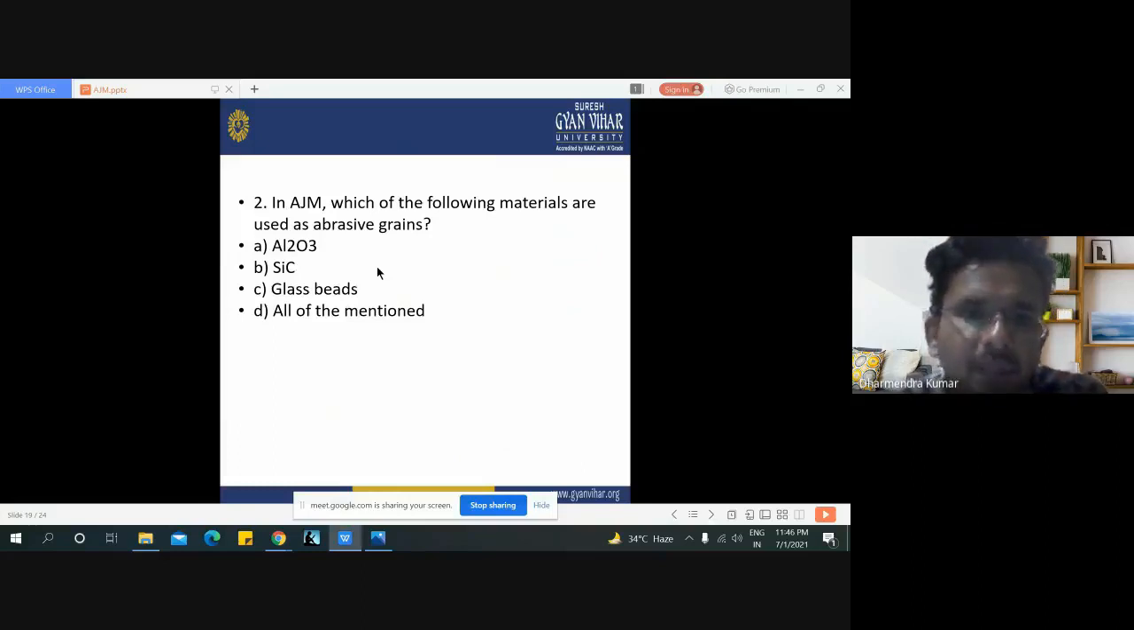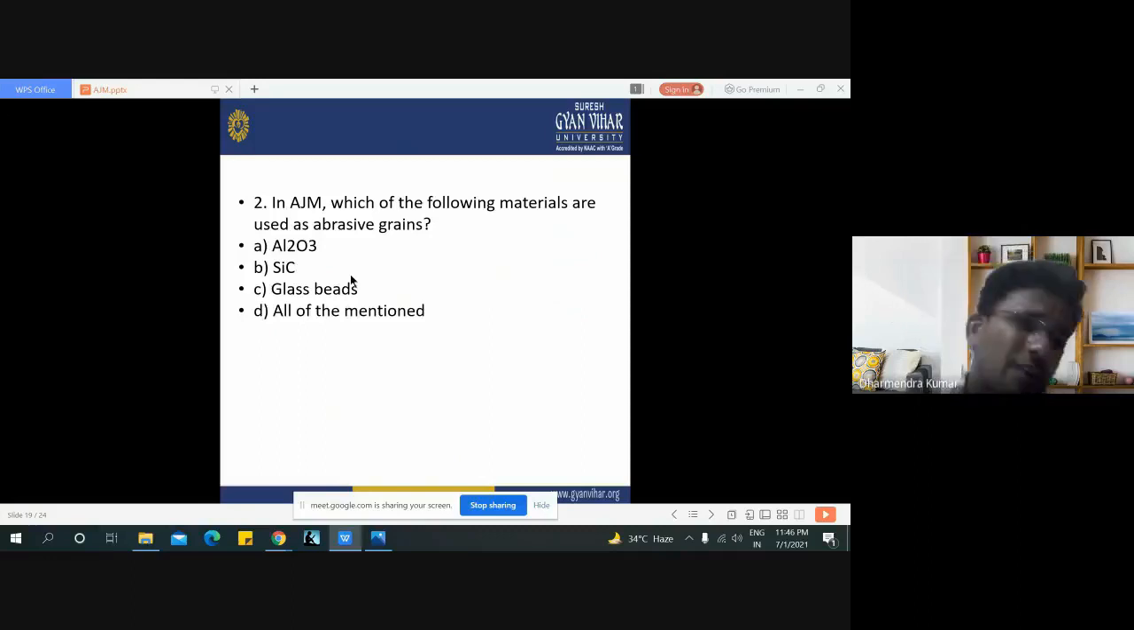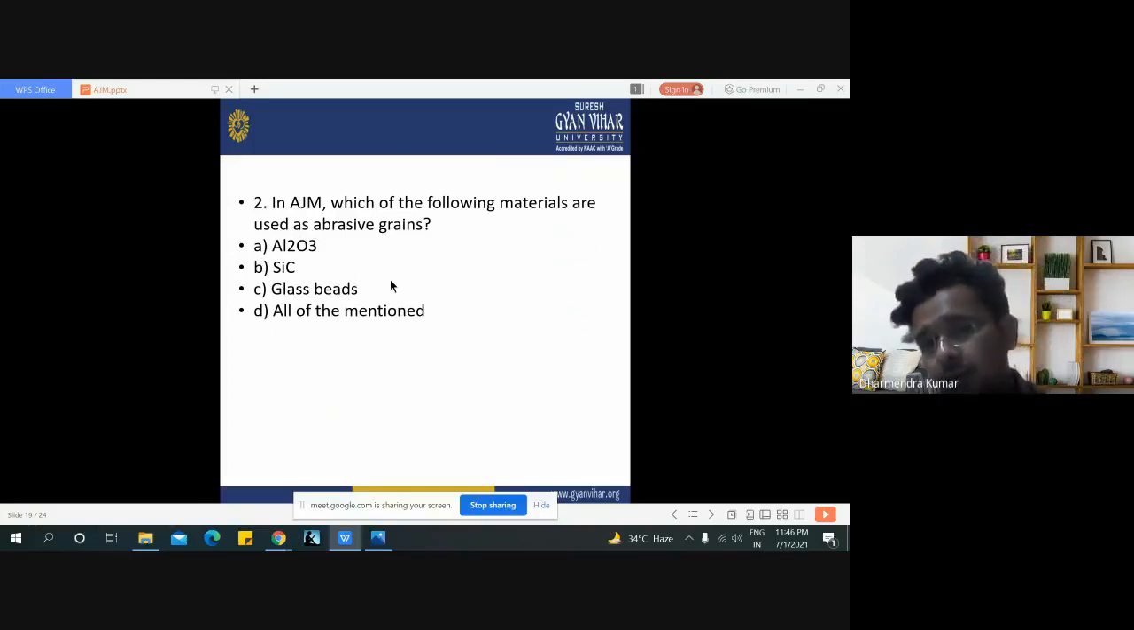Aluminum oxide, silicon carbide, or glass bead, all of the mentioned. In the previous slide, we have seen that aluminum oxide, silicon carbide, glass beads, and dolomites are widely used as abrasive material in the abrasive jet machining process. So we can say that all of the mentioned components are used as abrasive grain in abrasive jet machining process.